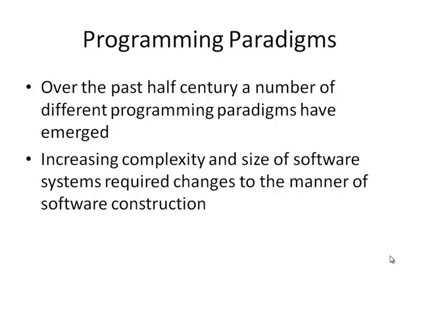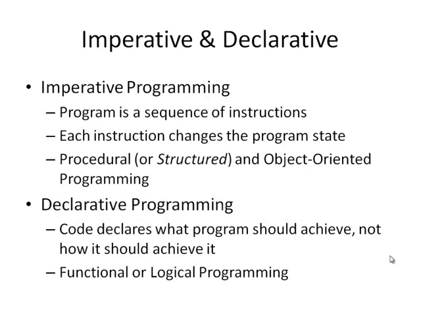Most programming languages, if you're going to create one, chances are it's going to fall into one of a small number of programming paradigms. Over the past 50 years or so, a number of different approaches to programming have emerged, key forms or sorts of programming languages. And the increasing complexity and size of software systems has required changes to how people construct software over time. The two key forms of programming language are imperative and declarative.